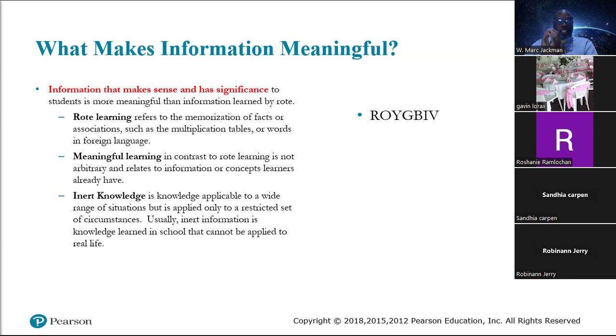And inert knowledge is knowledge that could be applied in a wide range of situations, but is applied only to a restricted set of circumstances. Usually, inert information is knowledge that is learned in school, but it cannot be applied in real life. Like some students might ask, okay, why am I learning quadratic equations? Why am I learning this, that, and the other? A lot of abstract concepts in maths might be more responsible for the development of the mind rather than practical application, and that knowledge becomes more or less inert, right?